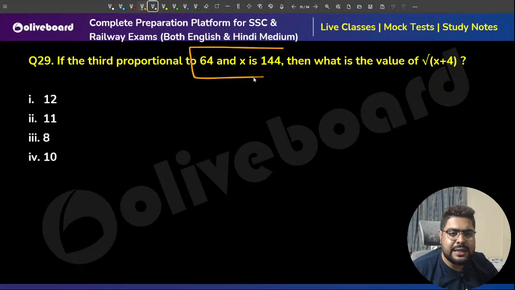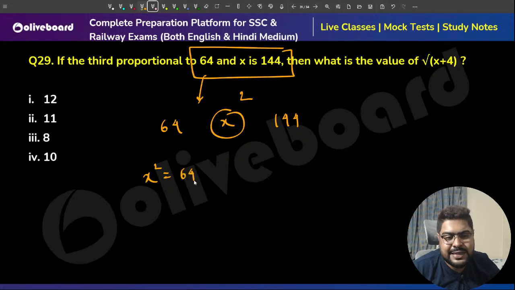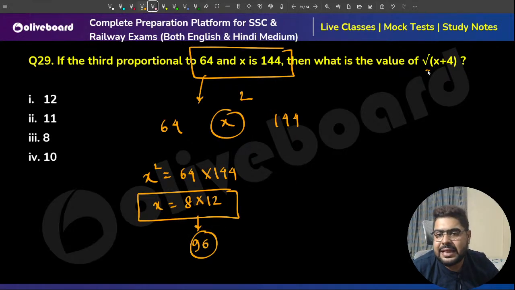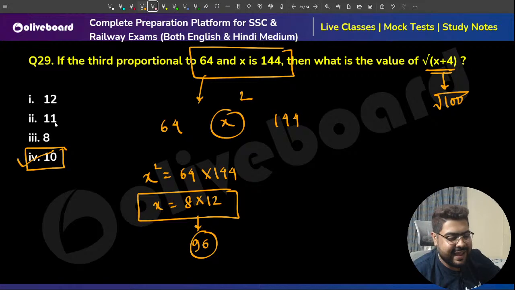Third proportional is this. So the value of x, sir. That means 64, x and 144 are in proportion. So x square will be equal to 64 into 144. X will be the square root of this. They are asking, so 12 nines, 8 12s are 96. Root over of 100, sir, that is 10, sir, the answer. Option number 4. Again the next one, sir.